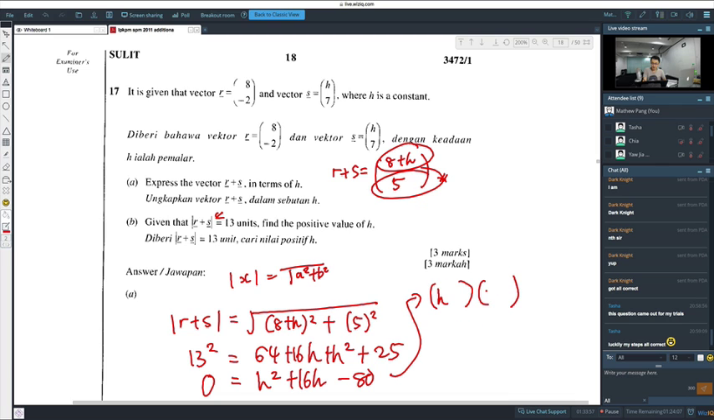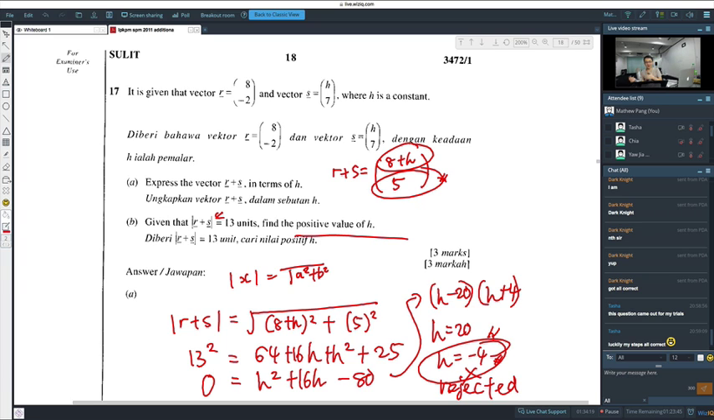So this is h, this is h. 20 and 4, this is minus, this is plus. So you get h equals 20 or h equals negative 4. Done. Oh, they ask you to find the positive value of h. So the negative one is rejected. You can only take 20 because they want a positive value only.